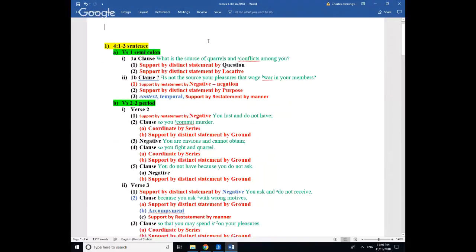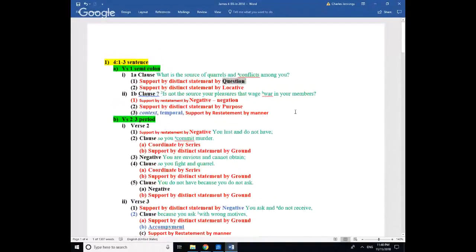Here's our verse. What is the source of quarrels, that conflicts come among you? Well, this is a question. So this is saying that it's given support by a distinct statement. Okay? So if you just wanted to mess around with this, you could do something like this.